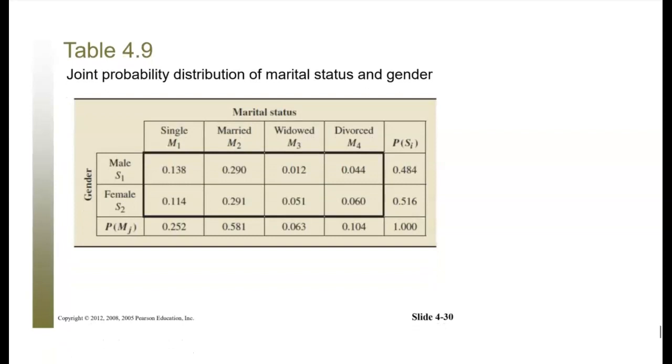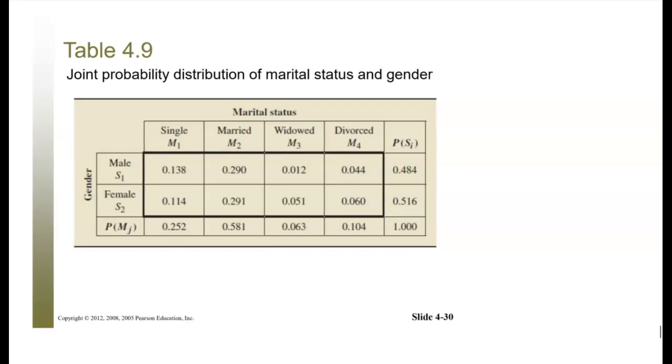So now, let's move on to our joint probability table. Here we have a joint probability distribution of marital status and gender. So we have males and females. Using the same percents in a problem we did last time, females represent the year this particular book was written. Females represented 51.6% of the population and males represented 48.4% of the population. So there's our probability total for males and females.